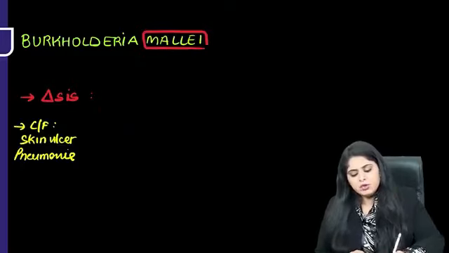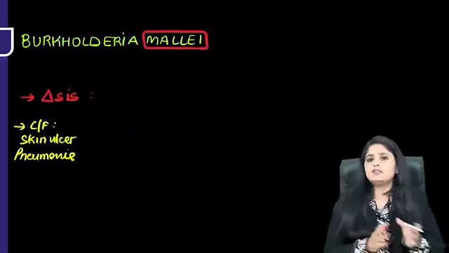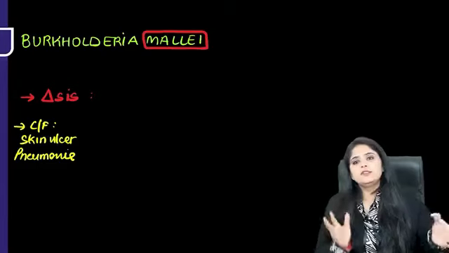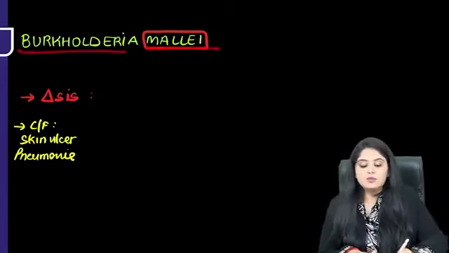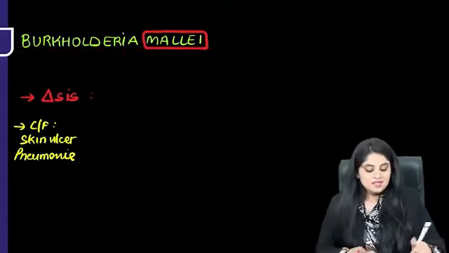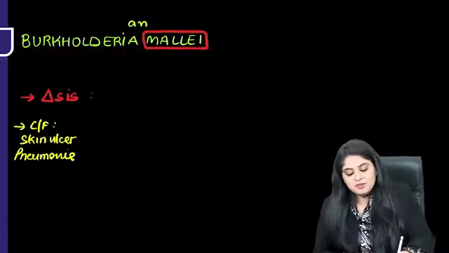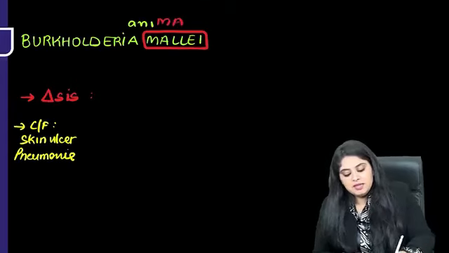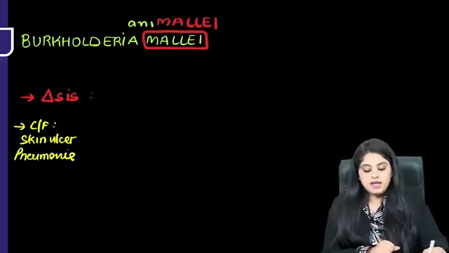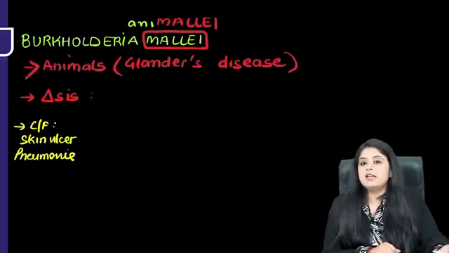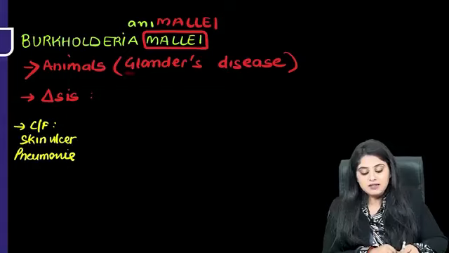Students always have a confusion between mallei and pseudomallei, because one is in humans and one is in animals. So learn Burkholderia mallei as Burkholderia animali. That is how you will be learning it from today onwards. So you will know that this is the one that is seen in animals, and in animals it is known as Glanders disease.